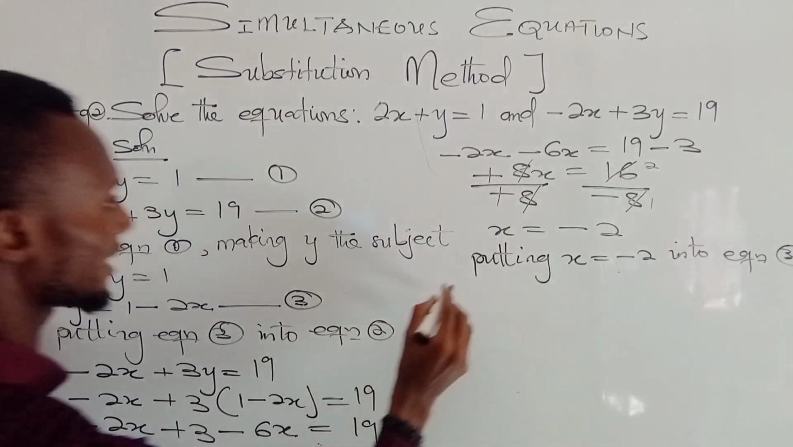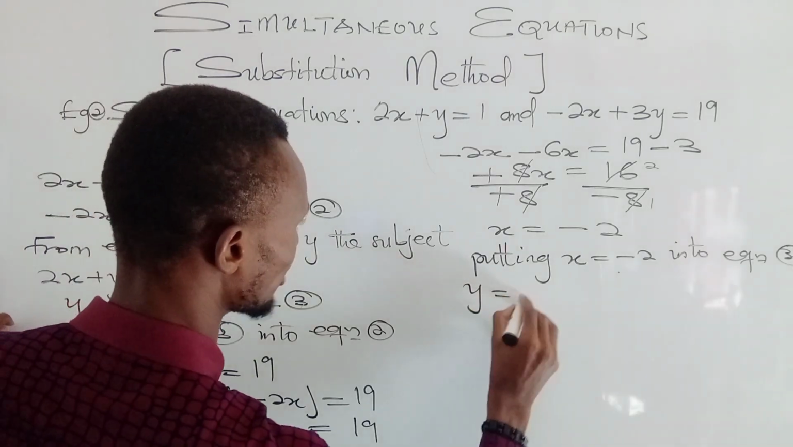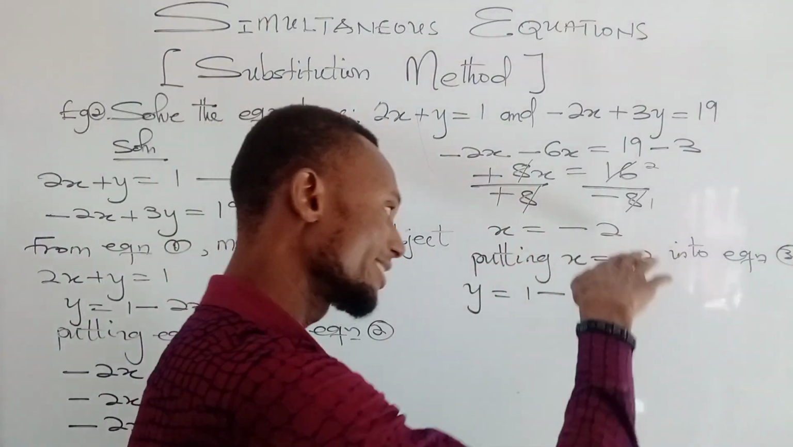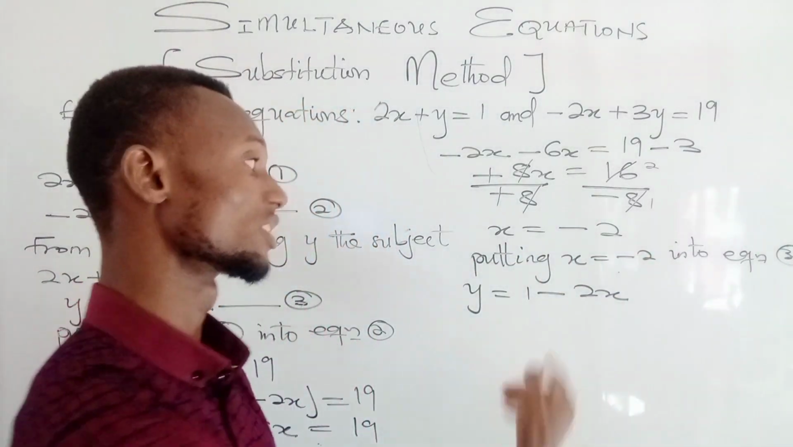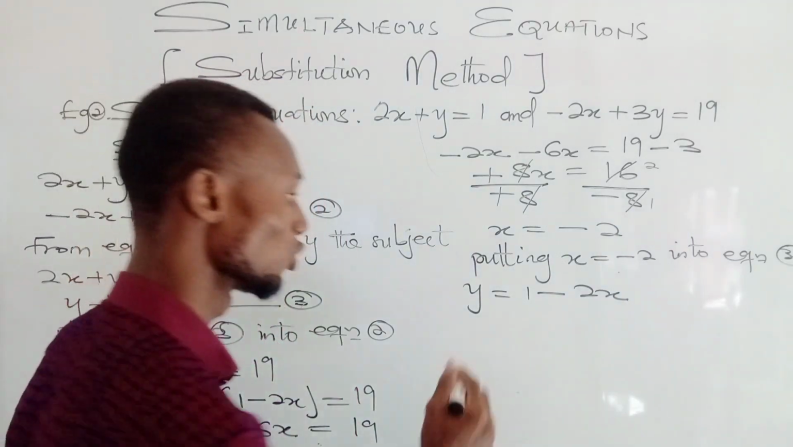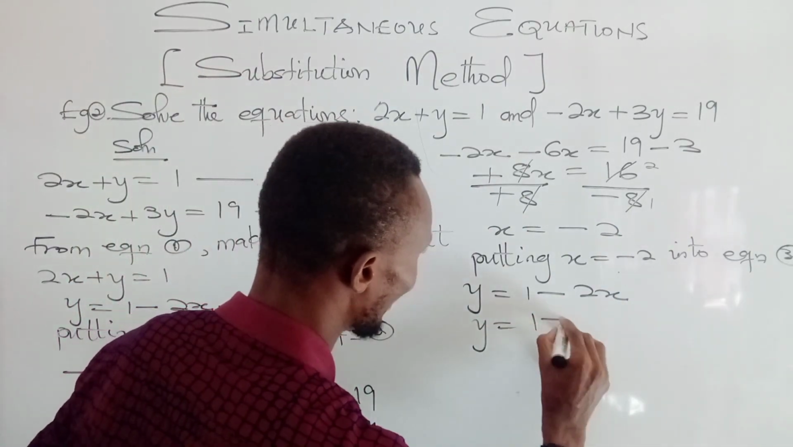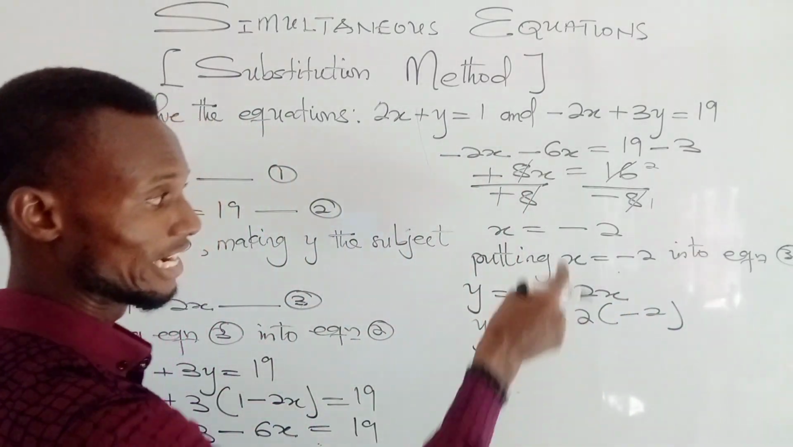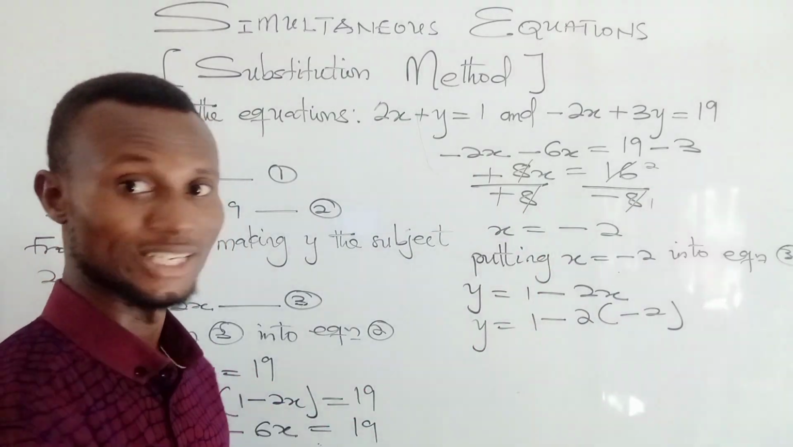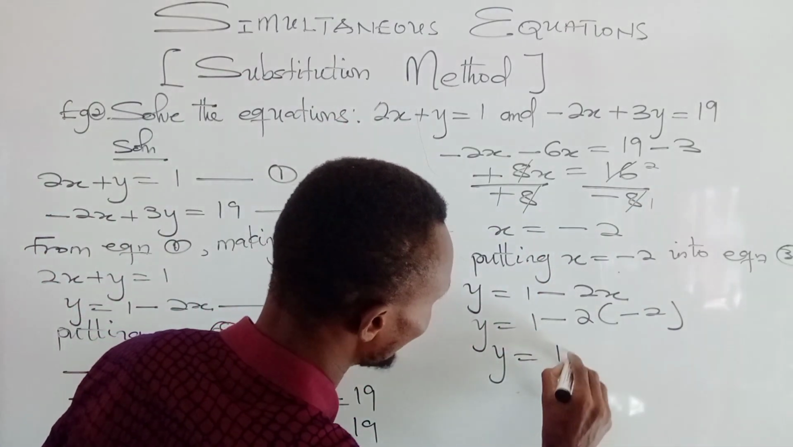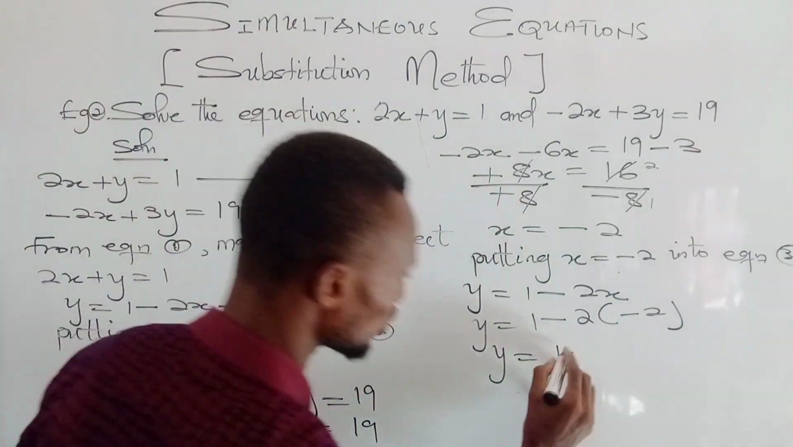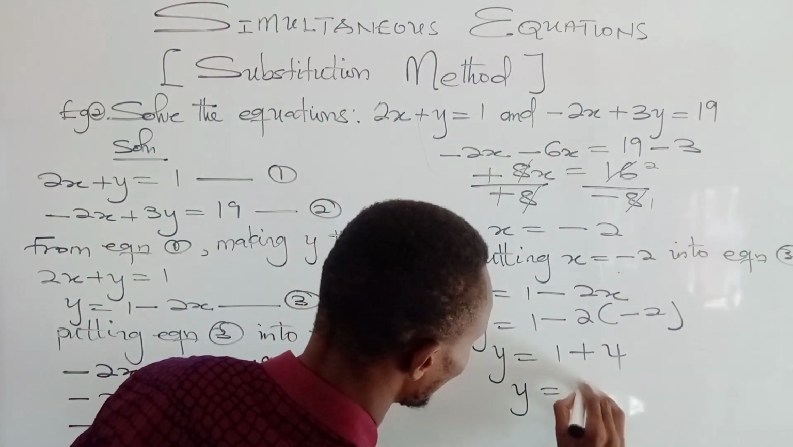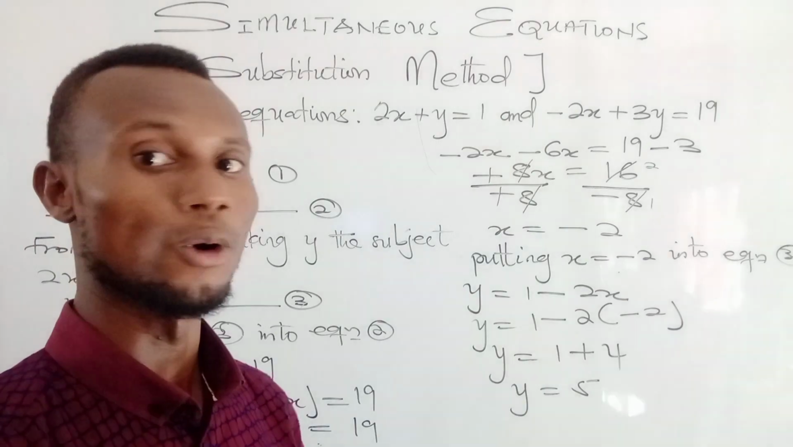In equation 3, I have my y equals to 1 minus 2s. So wherever I see s in this equation, I'm going to put minus 2 there. So I'm going to have my y equals to 1 minus 2 into brackets minus 2, because the 2 and the s are multiplying and the value of s is minus 2. So you have y equals to 1 minus 2 times minus 2, which gives positive 4. I hope you understand. So you have your y equals to 5. We've gotten the value for y also.